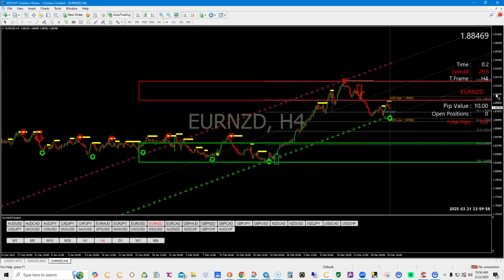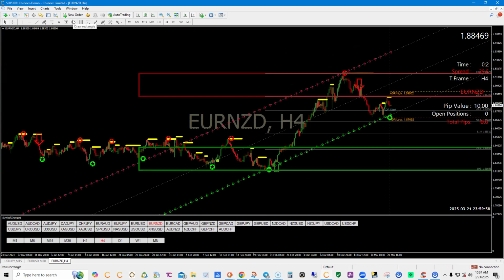And so again, this one is kind of like doing the same thing as the euro Australian dollar. Here's your head, and then you have your shoulders, like a normal human being.